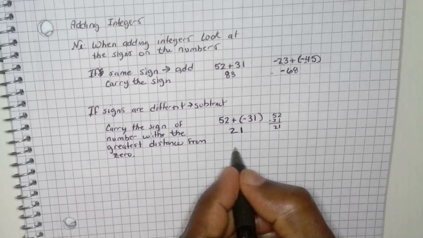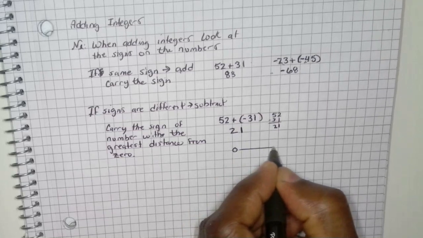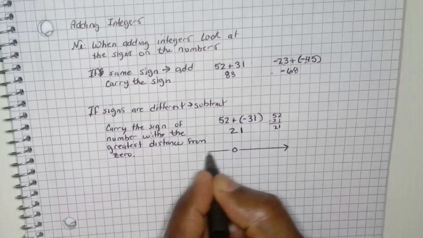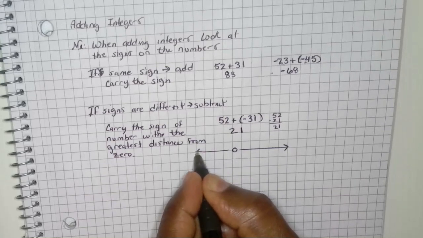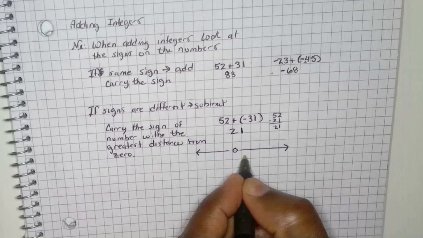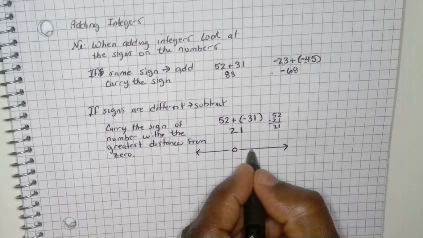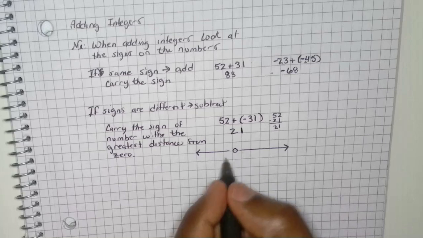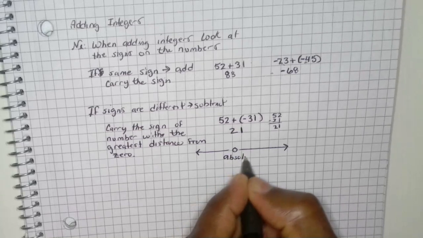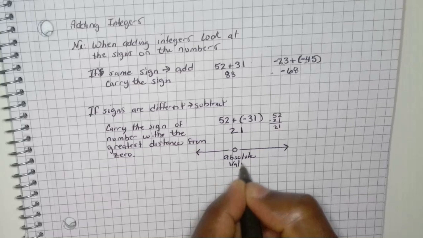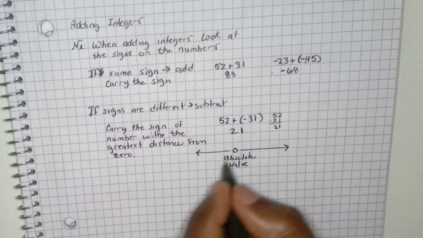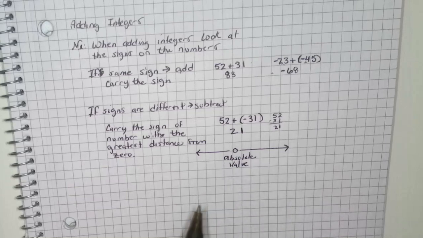So if 0 is here, 52 would be a greater distance to the right. 31 would be a shorter distance to the left. So 52 has a greater distance from 0, so we keep it positive. Whoever has the greatest distance, this is absolute value. The distance from 0, and that's always positive. We talked about that in class. All right, let's try it again.